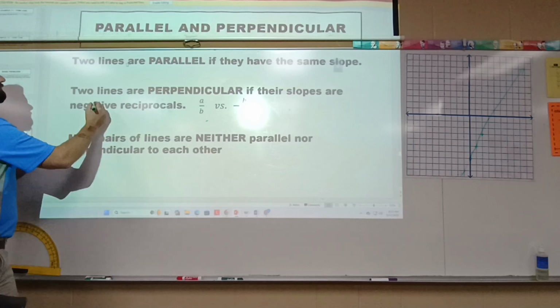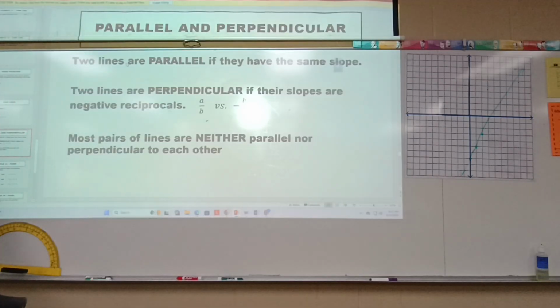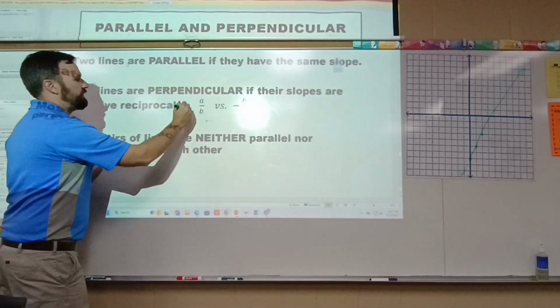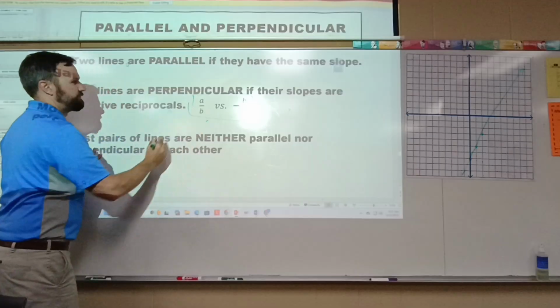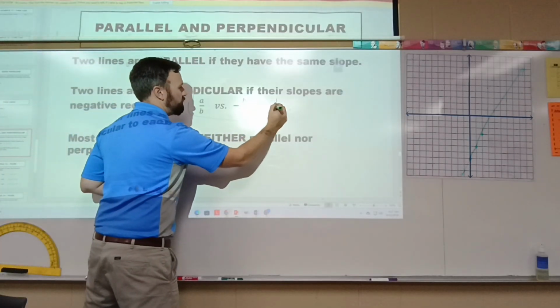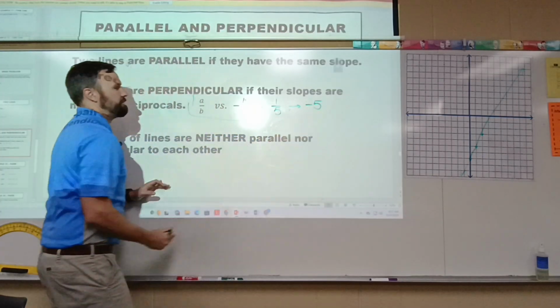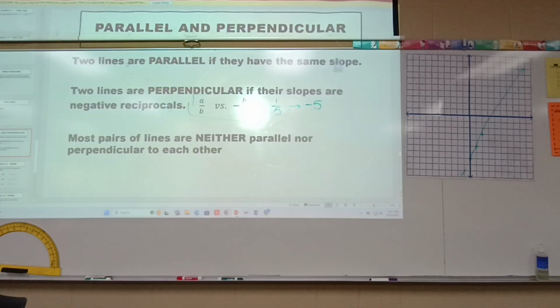All right. 2 lines are parallel if they have the same slope. They're perpendicular if they're opposite reciprocals. So if one was 1/5, the other would be -5, right? You flip it and negate it.